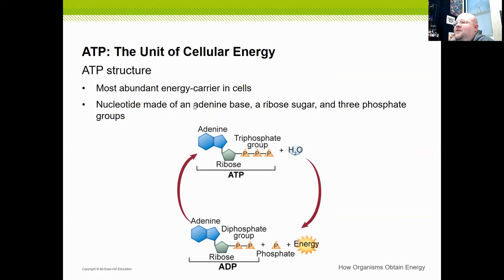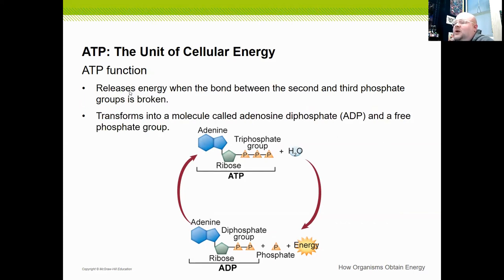It's called adenosine triphosphate because it has adenine, some kind of a base, some kind of an adenine base. Then we have the ribose sugar. Here's a hint. Anytime something ends with OSE, that's a sugar. So adenine base, ribose sugar, and 3 phosphate groups. So adenosine triphosphate. Adenosine here, the adenine base, ribose sugar, triphosphate is the 3 phosphate groups. That's what ATP looks like.